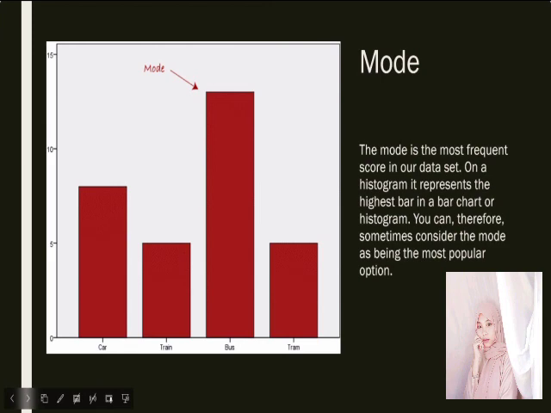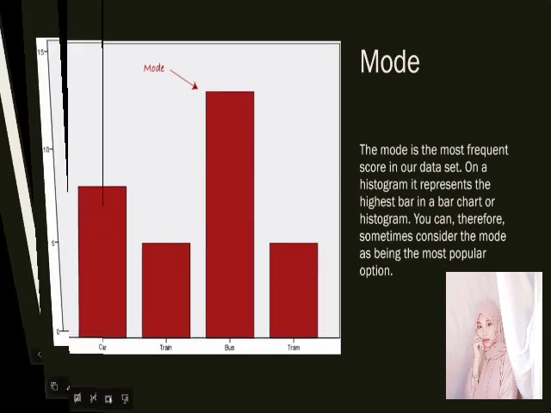Normally, the mode is used for categorical data, where we wish to know which is the most common category, as illustrated in the histogram. We can see that the most common form of transport in this particular dataset is the bus. So we can say that the bus is the mode from this histogram.